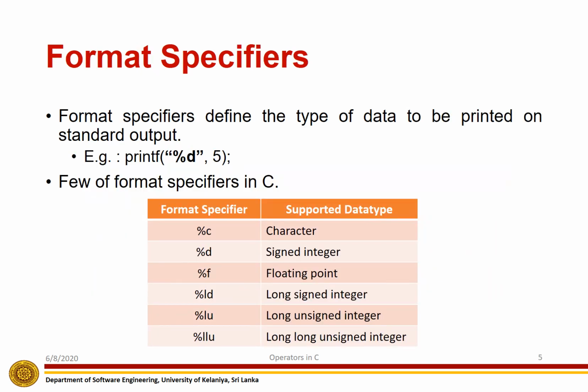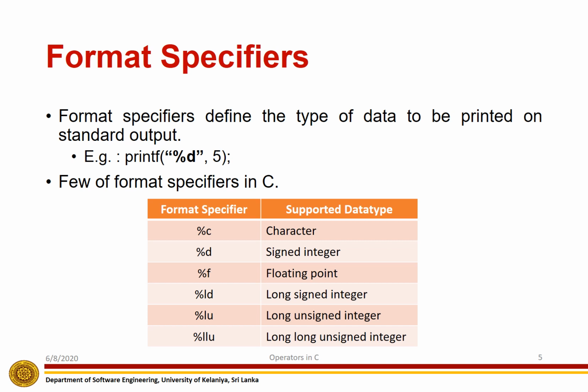Then format specifiers. Format specifiers define the type of data to be printed on standard output. For example, if you want to pass the value of 5 into a print statement, you have to give it as percentage mark with d. So then it will print 5. For every int, you have to give the format specifier as percentage mark with d.